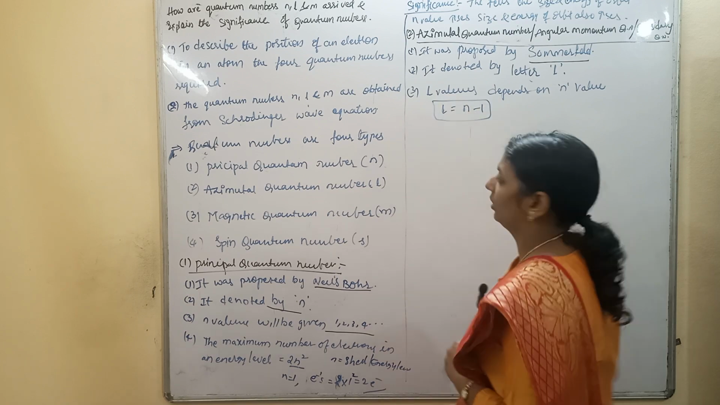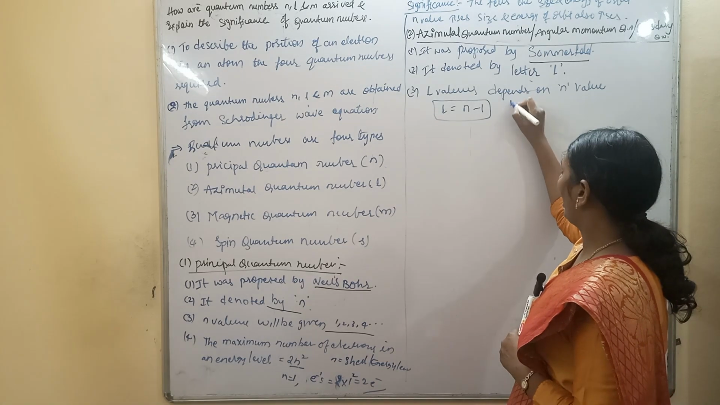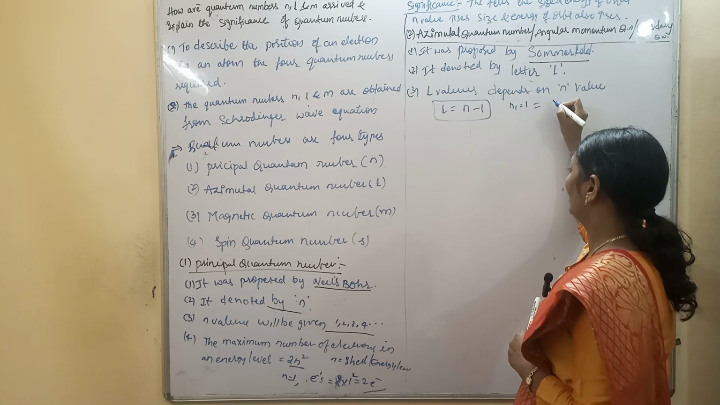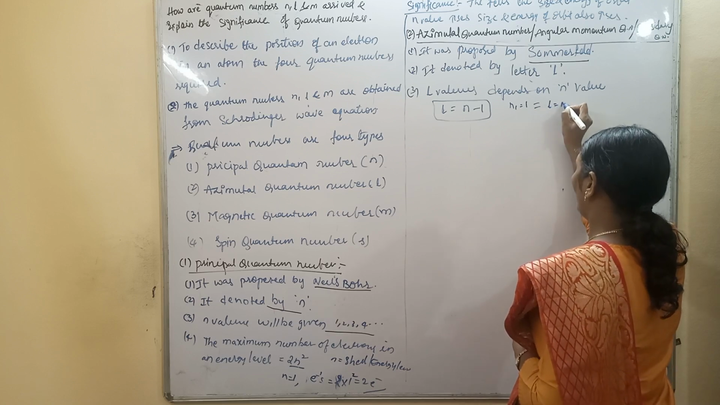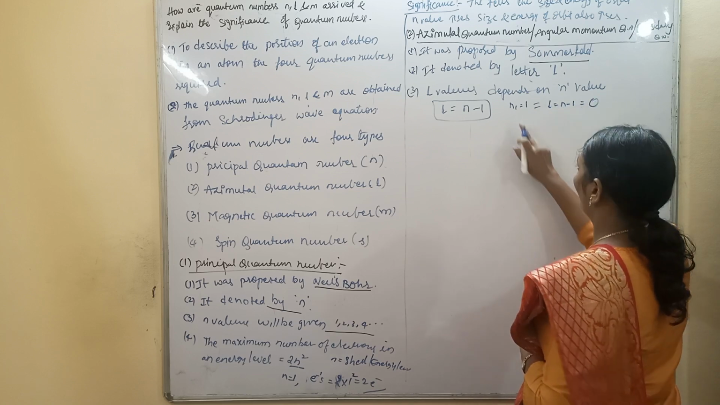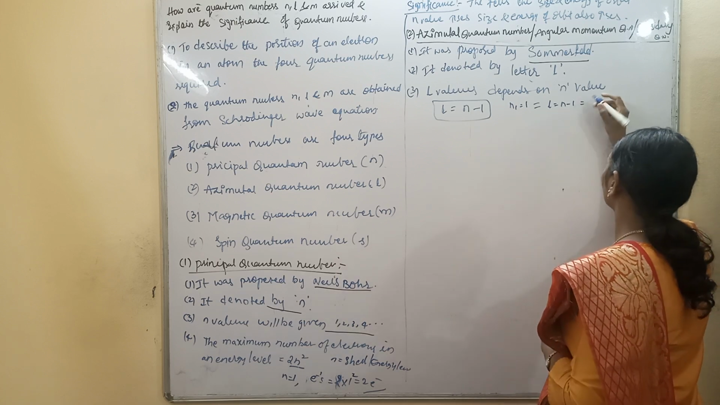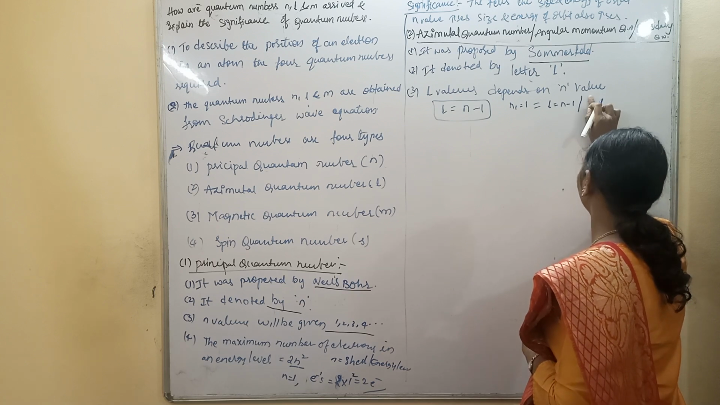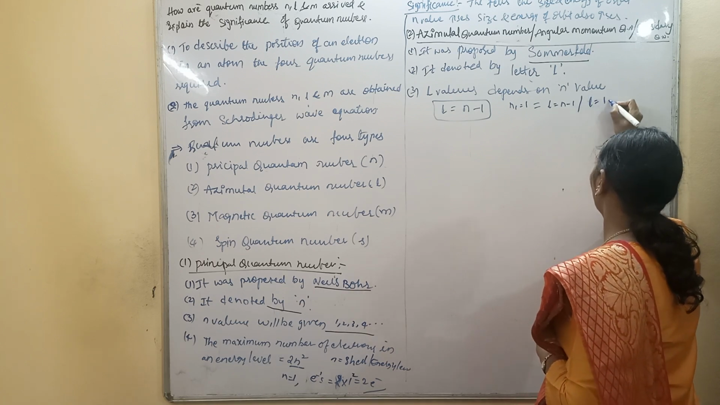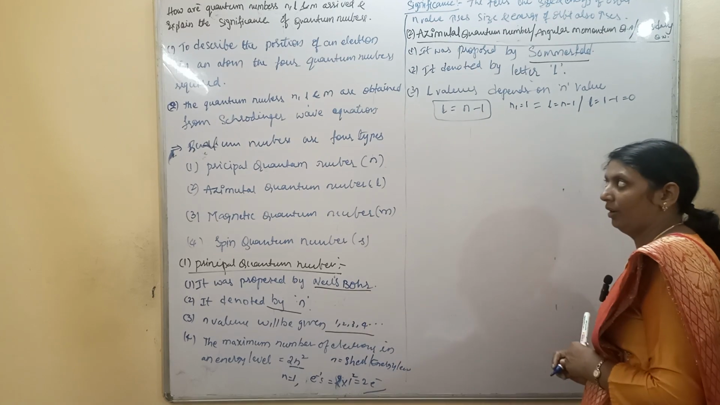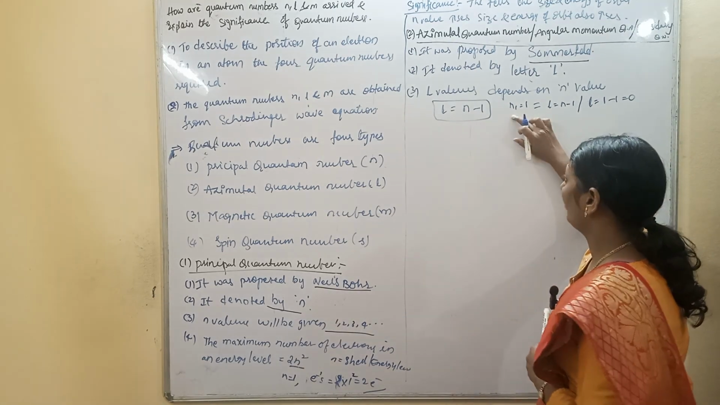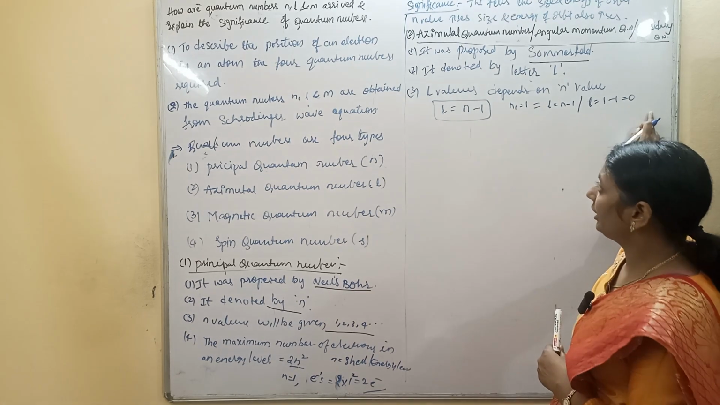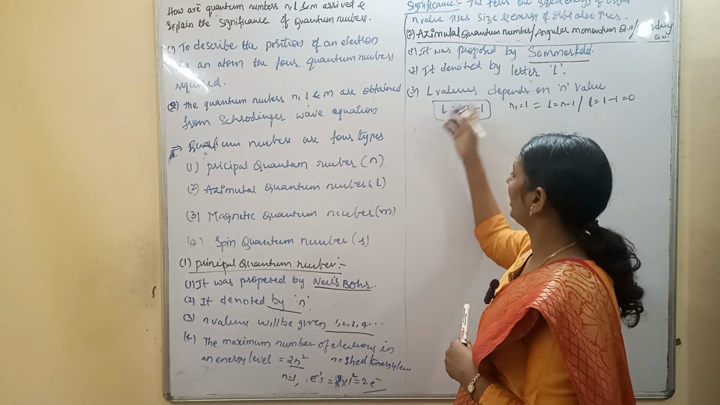This is very important. So that means if n equals 1, L equals n minus 1. How much? 0. Right? So L value, n equals 1 minus 1, how much do you get? 0. Right? Like that, if n value is equal to 2, L becomes 2 minus 1, you will get 1. Like that.